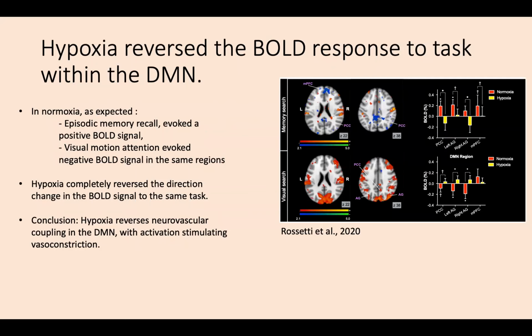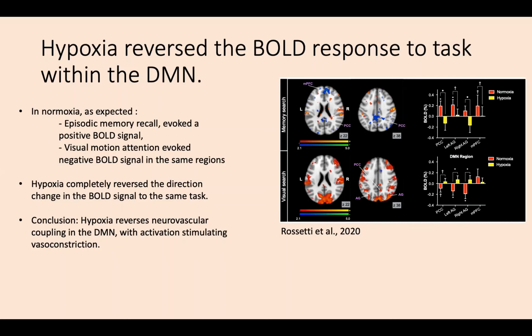As expected in normoxia, episodic memory recall resulted in a positive bold response within the regions of the default mode network, and visual motion attention task resulted in a negative bold response within those same regions. However, completion of these same tasks whilst being hypoxic reversed the direction of change in the bold response to both tasks, with episodic memory recall resulting in a negative bold response and visual memory search a positive bold response in hypoxia. The authors conclude that this observation is the result of a reversal of neurovascular coupling, with increasing neural activity demand triggering a reduction in blood flow within those regions during hypoxia.